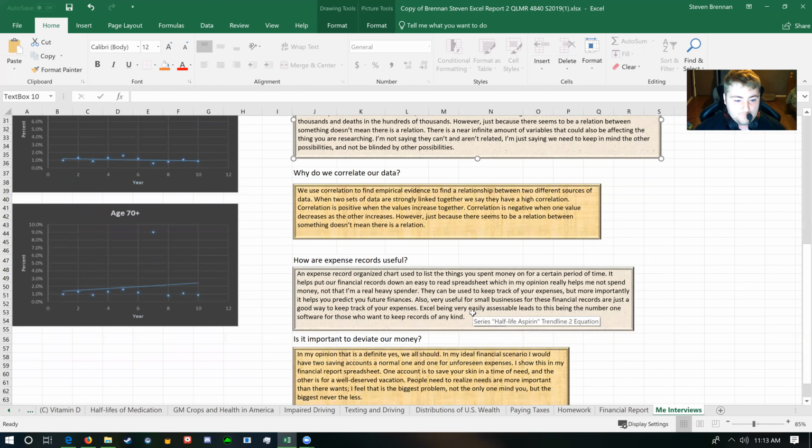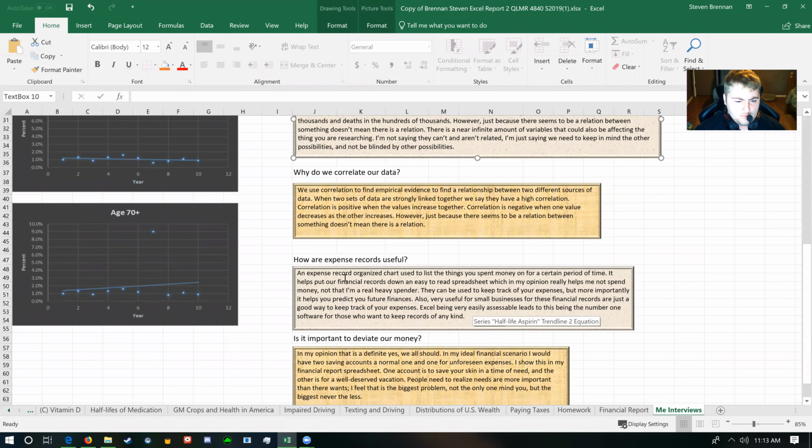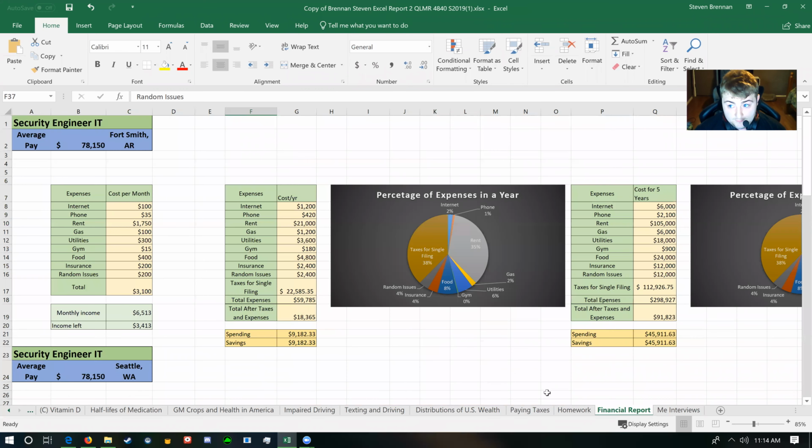And question 5, how are expense records useful? An expense record is an organized chart used to list things you spend money on, basically a financial report, like what we did, for a certain period of time. It helps put financial records down on an easy to read spreadsheet. Sounds familiar.